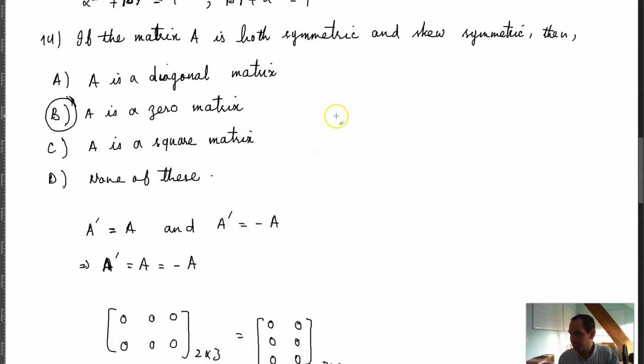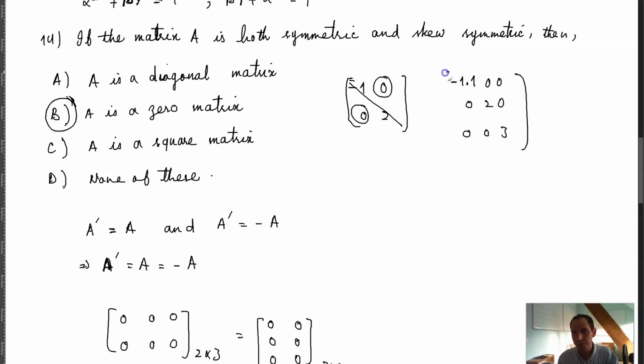For example, negative 1, 0, 0, and 2 is a diagonal matrix, because this is the diagonal of the matrix, and all of the other elements except for the diagonal are 0. And also, for example, you can have negative 1.1, 0, 0, and 0, 2, 0, and 0, 0, 3, right? And this is the diagonal of the matrix, and you can see that these elements are 0 and these elements are also 0. These are called diagonal matrices.